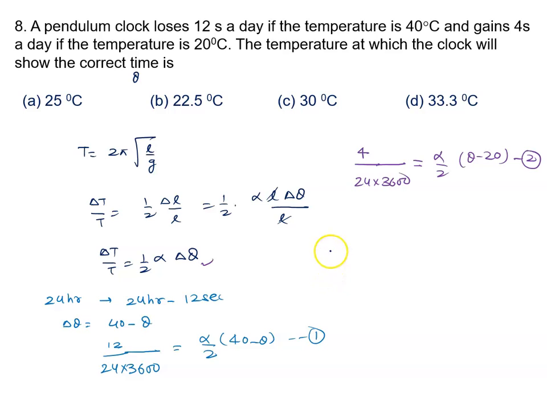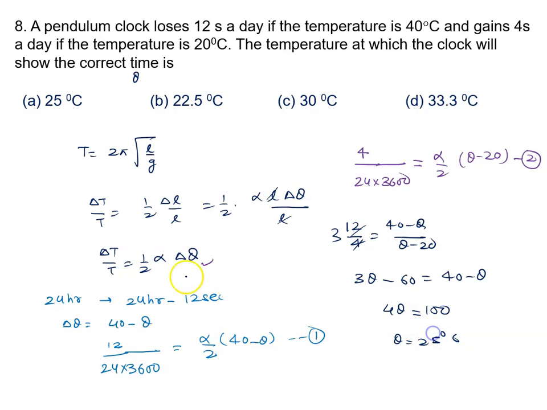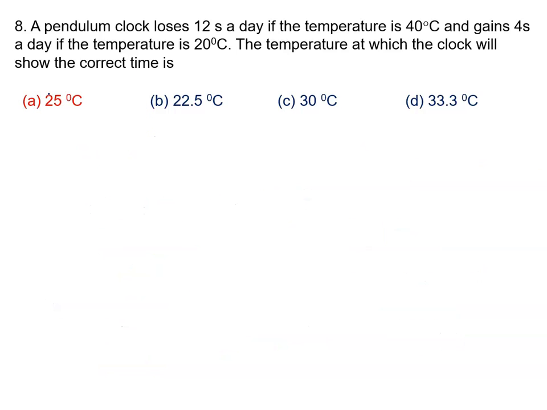We divide both equations and we get 12 upon 4 equal to 40 minus theta upon theta minus 20. So we calculate: 4 threes are 12, so 3 theta minus 60 equals 40 minus theta. 3 theta plus theta is 4 theta, which equals 100, so theta is 25 degrees Celsius. So the right answer of this problem will be option A, that is 25 degrees Celsius.